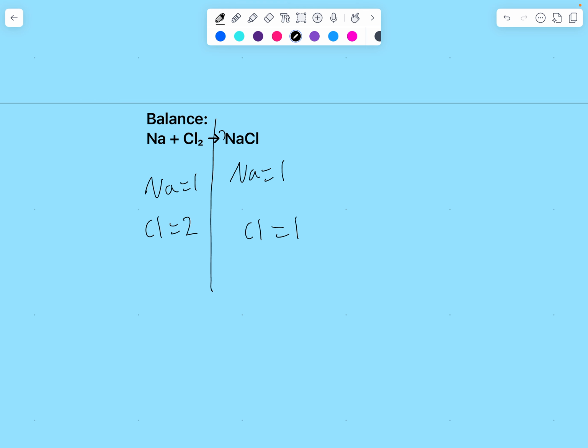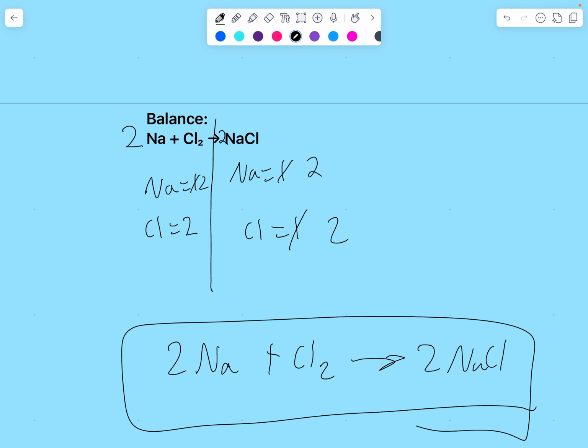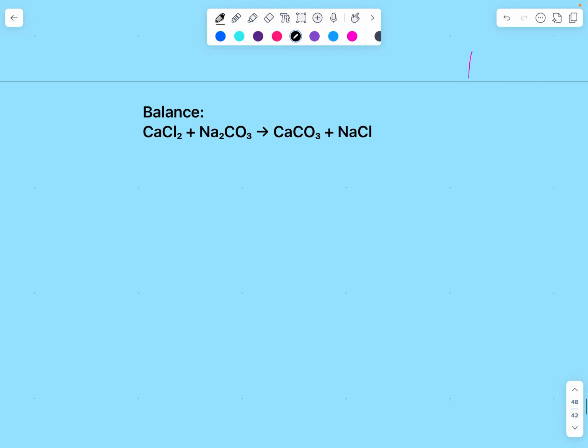So we're going to put a 2 right here. So then we're going to get 2Cl, which is correct. But we also get 2 Na by doing that. So I'm just going to put a 2 right in front of Na. Look at that. Everything's balanced. So 2 Na plus Cl2 is going to form 2 NaCl. That's the answer. Let's try practice problem 6.